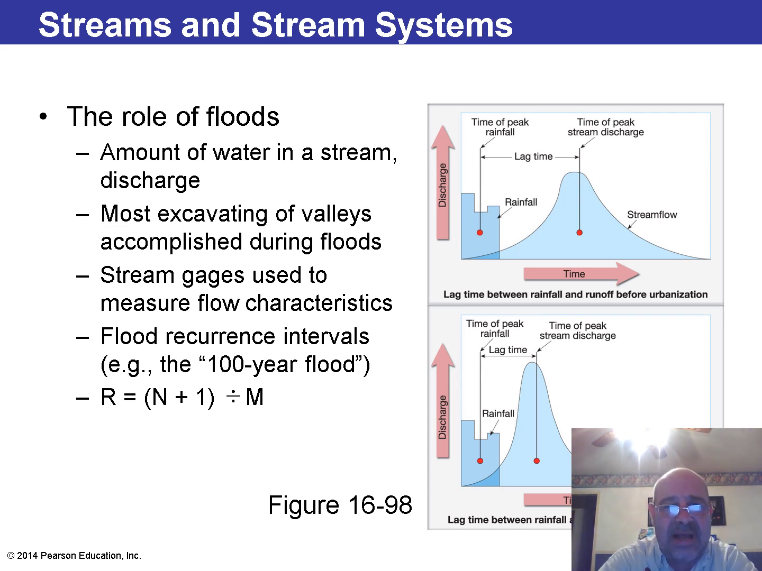The role of floods, the amount of water in a stream, discharge, okay? So a stream can only handle so much water. Once it goes outside the banks, it's a flood, all right? Most excavating of valleys is accomplished during flooding, and that's because when a flood gets outside its banks, it starts picking up everything and moving it. Trees, and it all depends, again, on water volume and slope, or gradient as we call it. It picks it up and it's pushing it, okay?